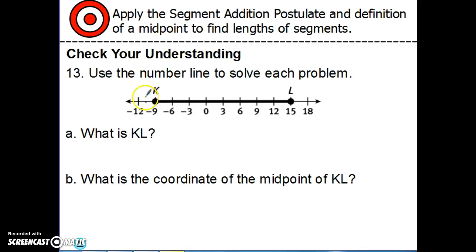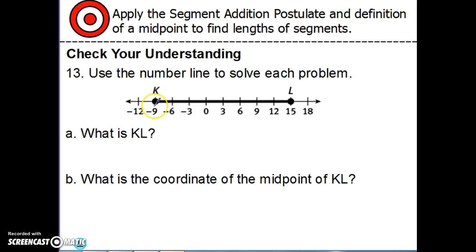So let's go ahead and check our understanding. We're just going to do parts A and B. I'm going to save parts C and D for the Monday in class for us. So let's use this number line to solve each of these problems. The first thing they ask us is, what is KL? Remember, no line above it, so this is asking for the distance between point K and point L.